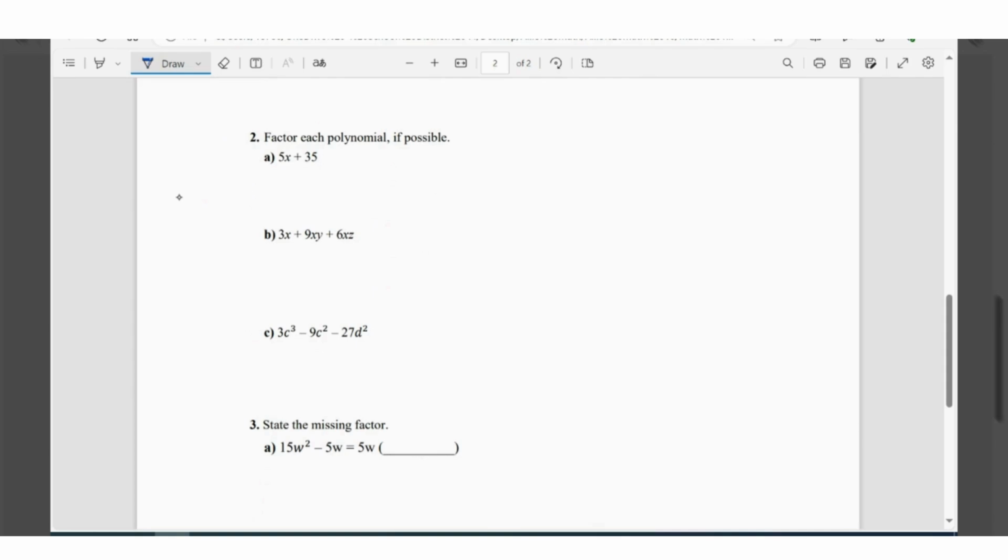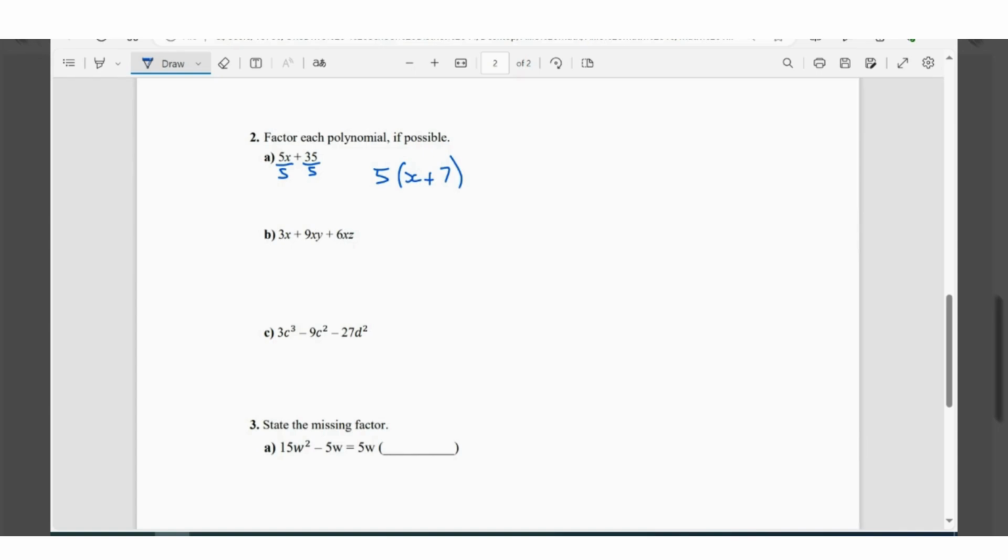So we're trying to find what's the greatest common factor between 5x and 35. Looks like 5 can go into each of these. 5 can go into 5, and 5 can go into 35. 35 doesn't have an x with it, so we can't pull out an x. So we're going to divide each of these terms by our greatest common factor. So we're going to divide each by 5. 5 will become our common factor. And if we do 5x divided by 5, we're left with an x plus 35 divided by 5 is 7.